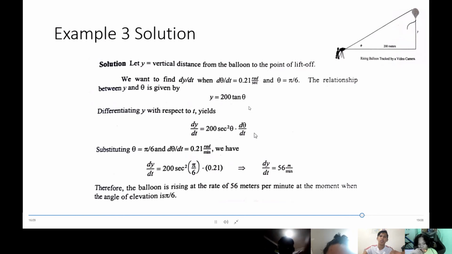Therefore, the balloon is rising at the rate of 56 meters per minute at the moment when the angle of elevation is pi over 6. So take note, your calculators must be in radians mode.